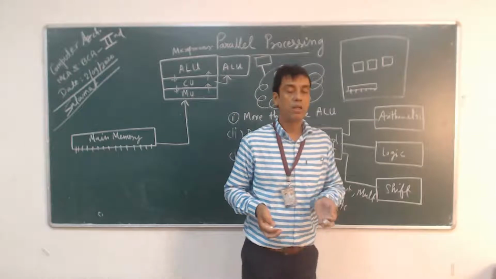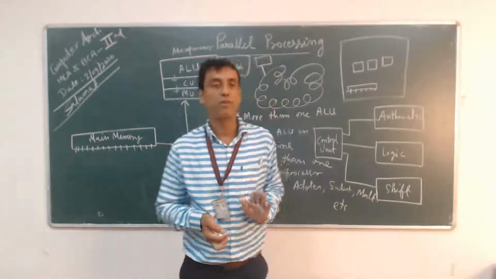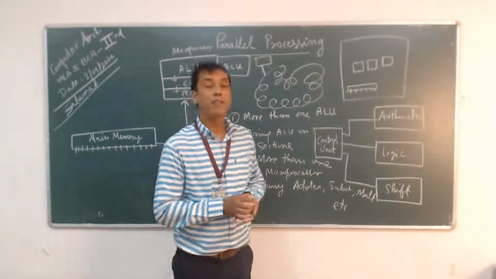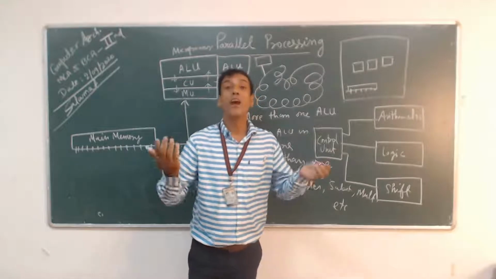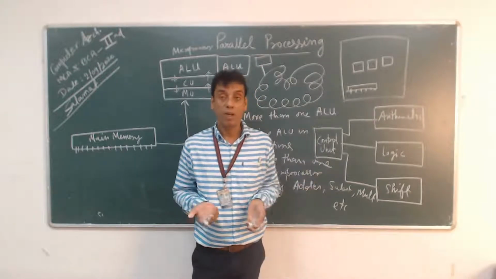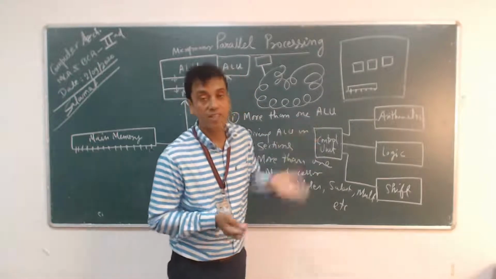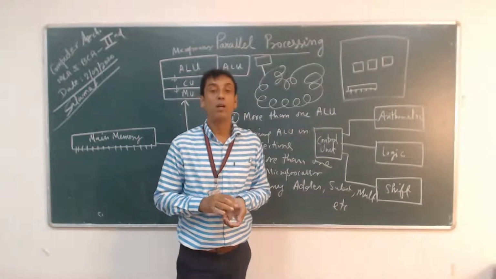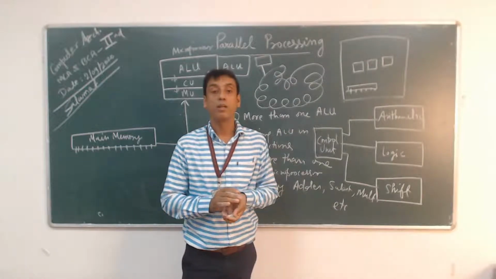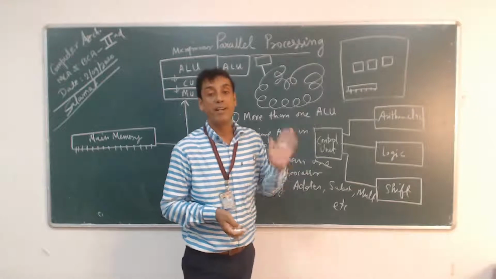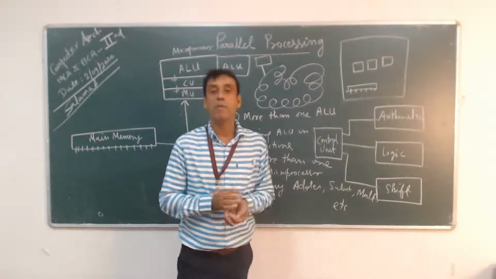So in this lecture, we learned about the power of parallelism. Nowadays, we talk about dual core processor. We have i3, i7, different kinds of processor available. These processors have fully implemented the parallel processing mechanism.